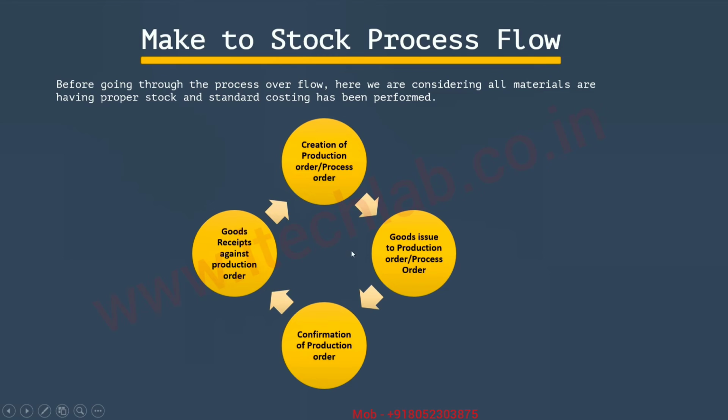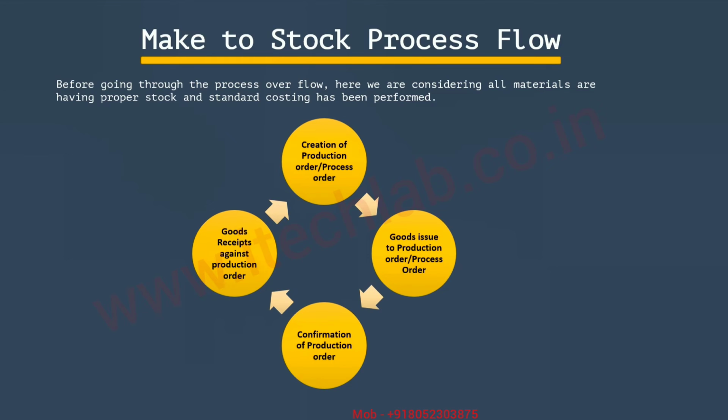Then we are going to goods issue to production order. What we are doing here in the second step, goods issue to production order, is consuming our raw materials, which are going to be used to manufacture semi-finished or finished goods. So we are going to consume our raw material from the stock.